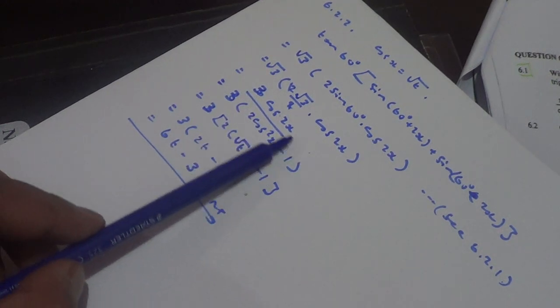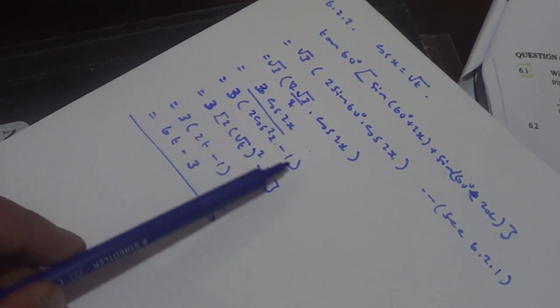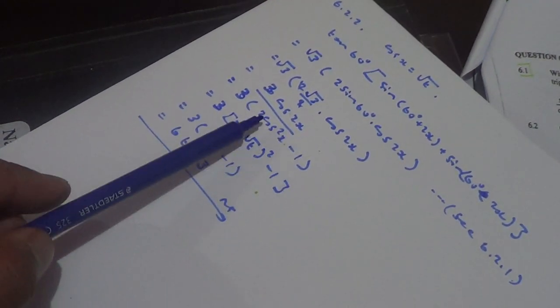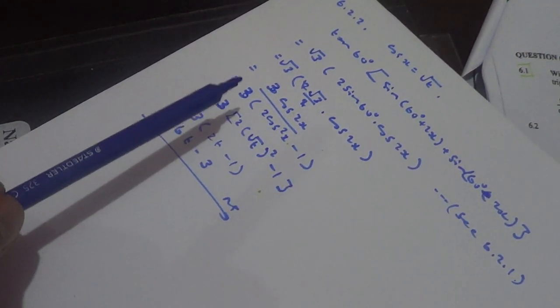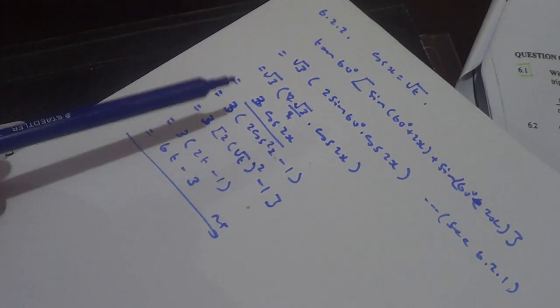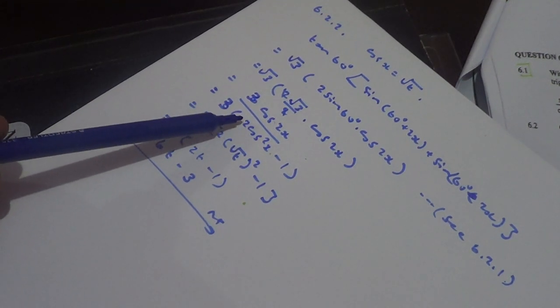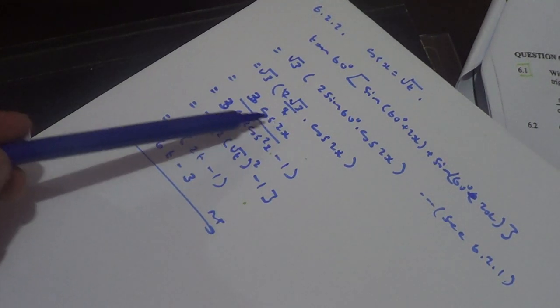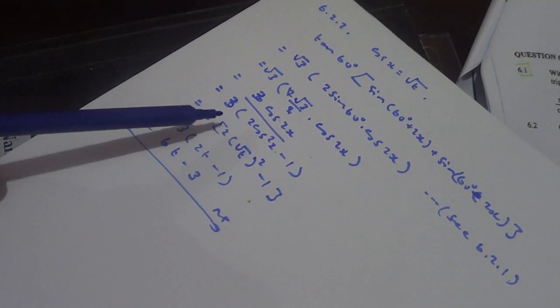And then we used double angle identities. But because we're looking for cos, we're not going to include sine here. So we chose the cos one. Then now we know cos x is essentially root t. So we just square that. And we multiply that by the 2. This 2 is coming from here, by the 2 there.